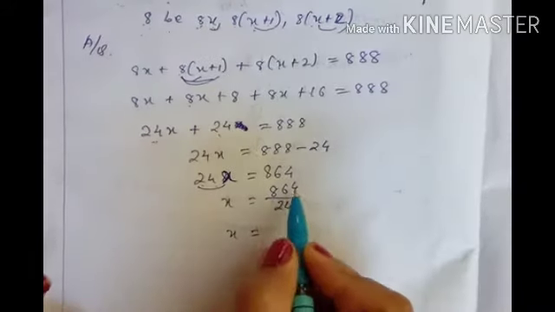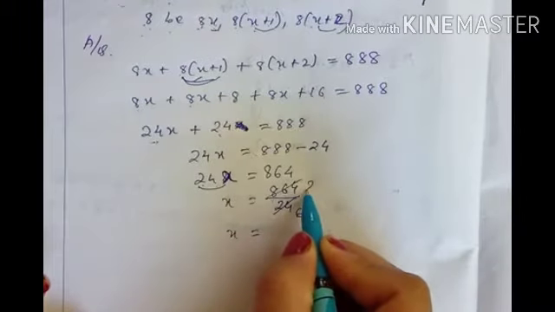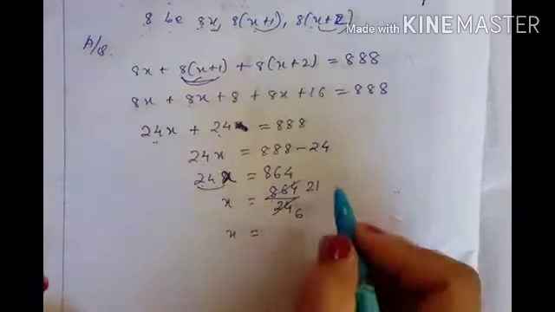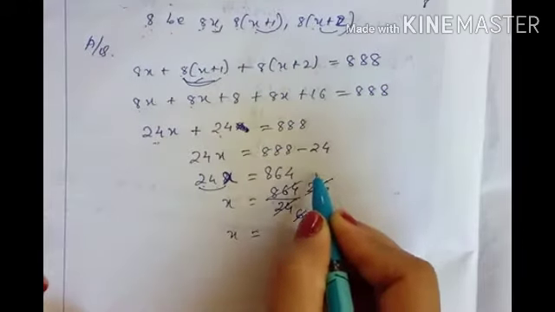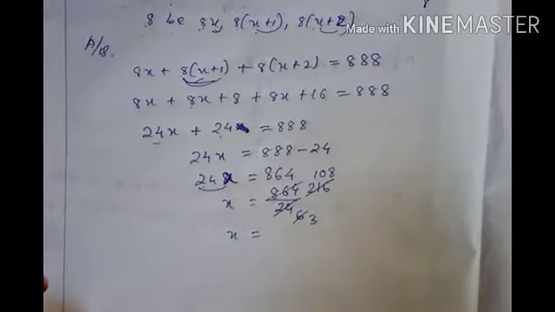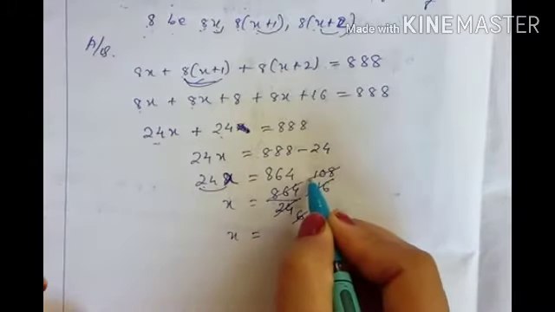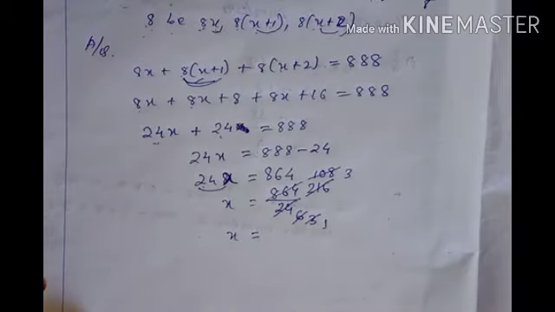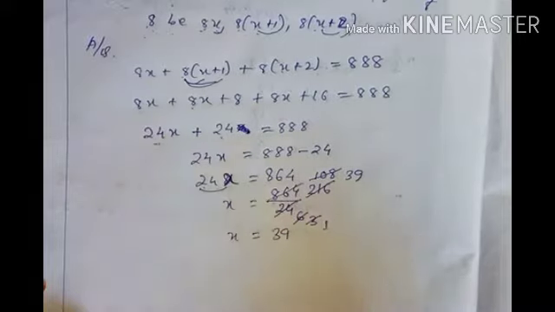So you can cancel this, isn't it? Both will go with 4. 4 sixes are 24. Then 4 twos, 1 and 6. Now again you can cancel with 2. 2 threes are 6 and 2, 108. Now we can try to cancel this with 3. 3 ones are 3, then 3 threes are 9. Again 3 threes are 9 and 3 nines are 18. So how much did you get? X equal to 39. What is the value of x?